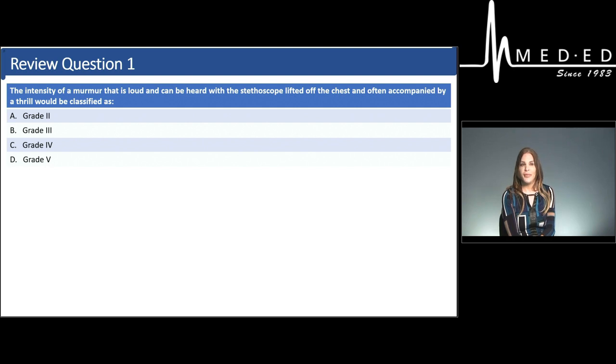The intensity of a murmur that is loud and can be heard with the stethoscope lifted off the chest and accompanied by a thrill would be classified as which grade? The best answer here is grade 5. So remember, grades 1, 2, 3, and 4 are heard with the stethoscope on the chest. The one where it's lifted off of the chest would be grade 5.